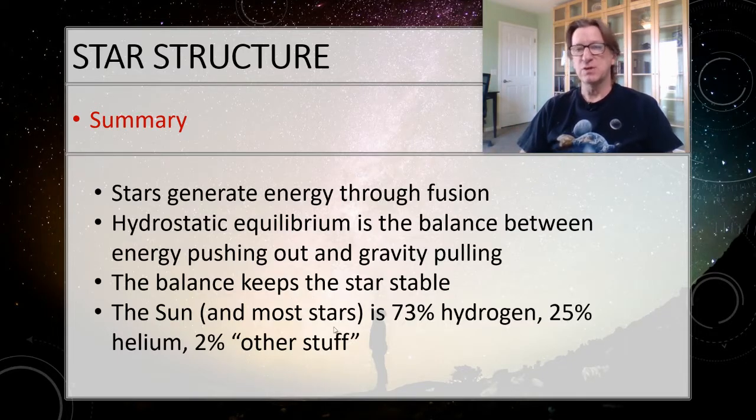The sun and most other stars are 73% hydrogen, 25% helium, and 2% other stuff. And that stuff is what's left over to make planets and puppies and kitties and unicorns and you and me and all that. Okay.